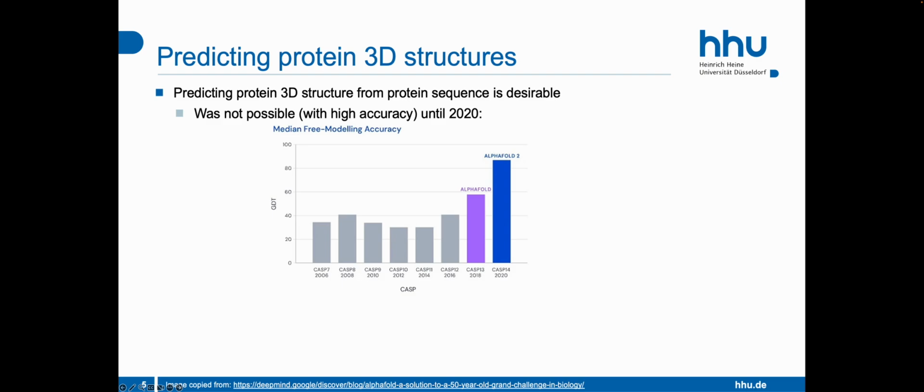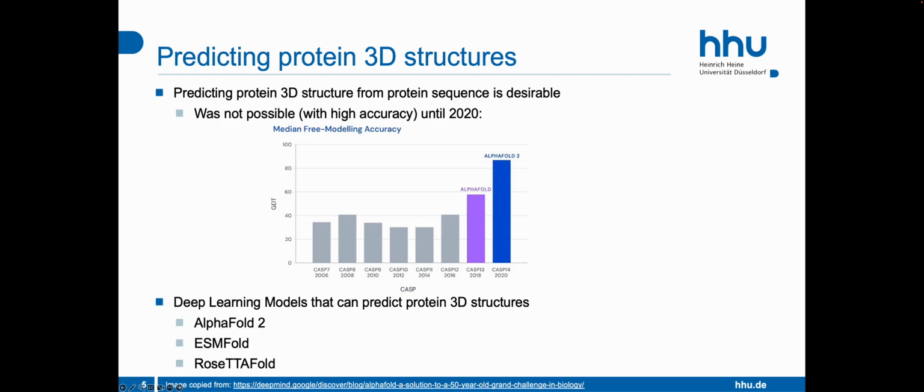This graph shows the results of the winning teams in a biannual protein structure prediction challenge called CASP. On the y-axis, you can see the GDT score, which measures the accuracy of the predicted 3D structure, with scores around 90 being considered competitive with experimentally determined structures. And you can see that in the 2020 CASP challenge, the AlphaFold 2 model that was developed by Google's DeepMind achieved prediction performance close to the accuracy of experimentally determined 3D structures.